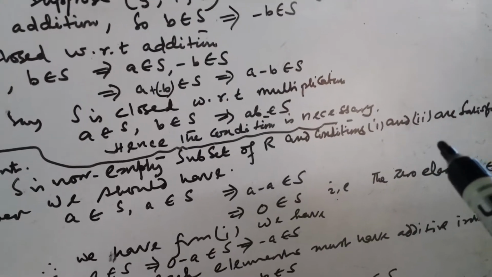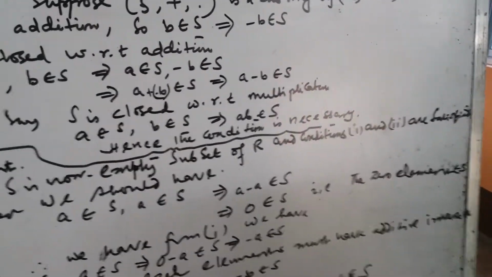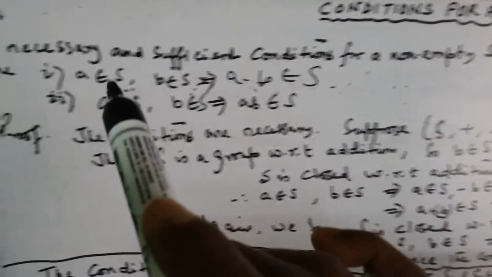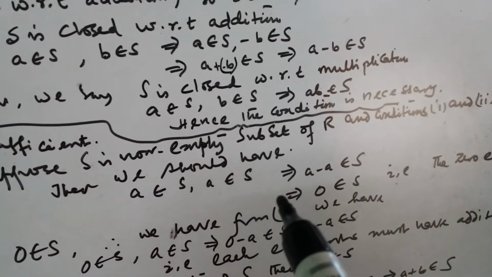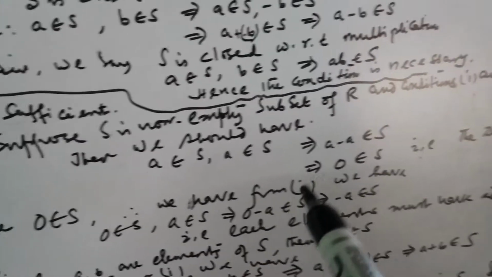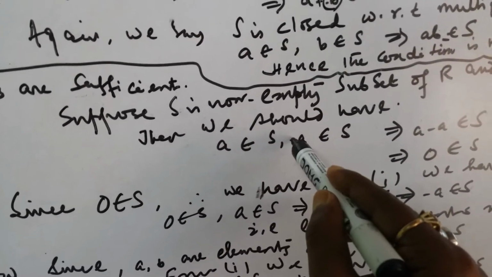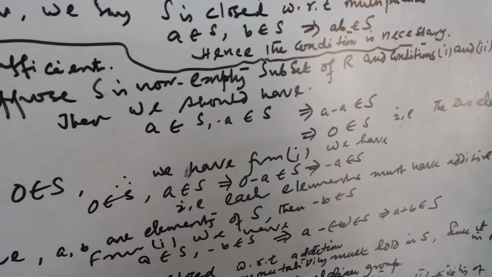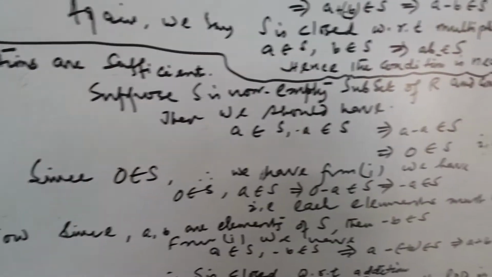Here S is a non-empty subset of R, so conditions 1 and 2 must be satisfied. So A belongs to S, A belongs to S, that means A minus A belongs to S. It means 0 belongs to S, so 0 is an element of R. We have to prove now that S is a subring. So it is one condition, that the 0 element belongs to S.